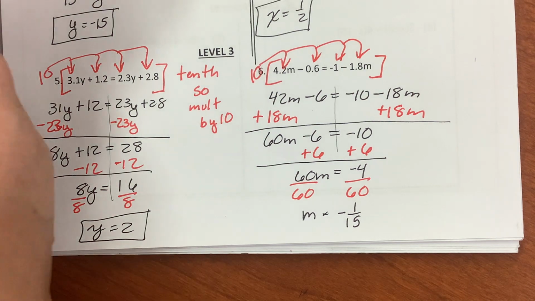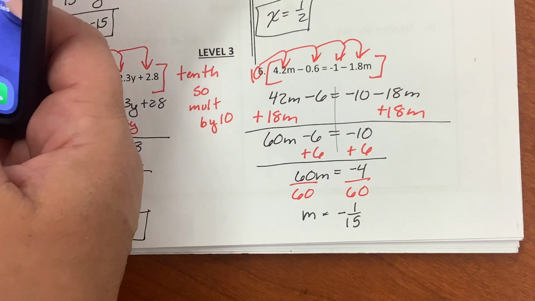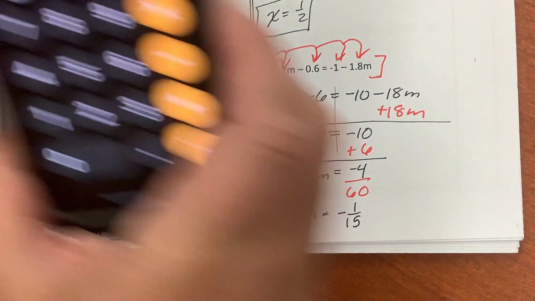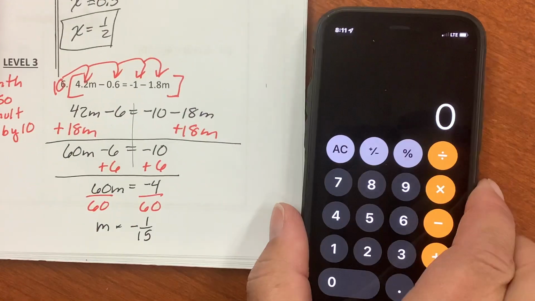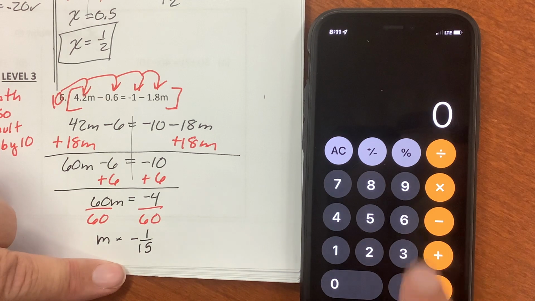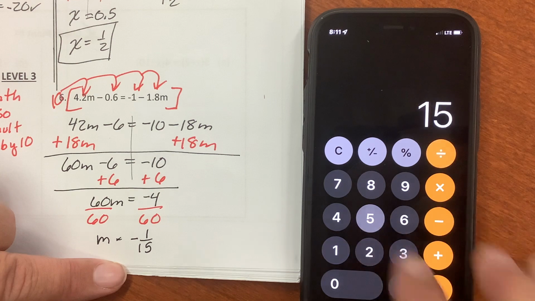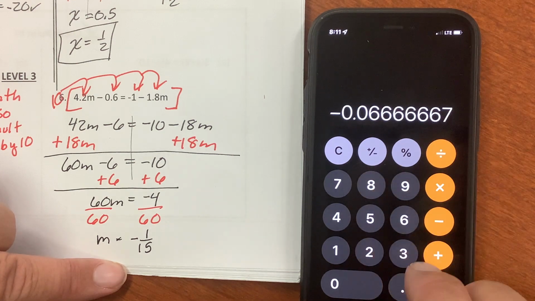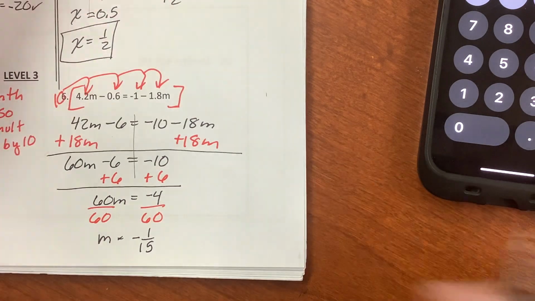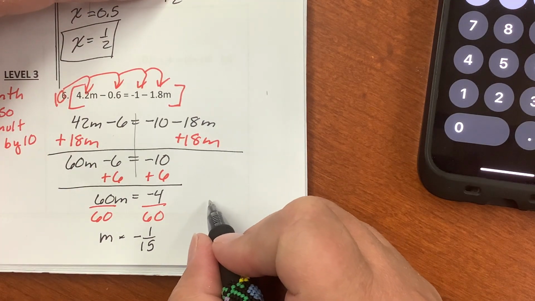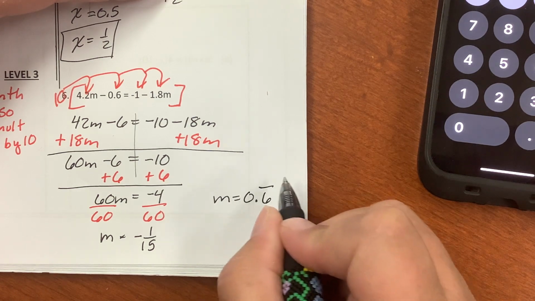Let's see. Come on, machine, mommy loves you. Here we go. Now, fractions are just division. So, negative 1 divided by 15 is 0.6 repeating. And now you can see why I wanted to change that. So, m equals 0.6 repeating.